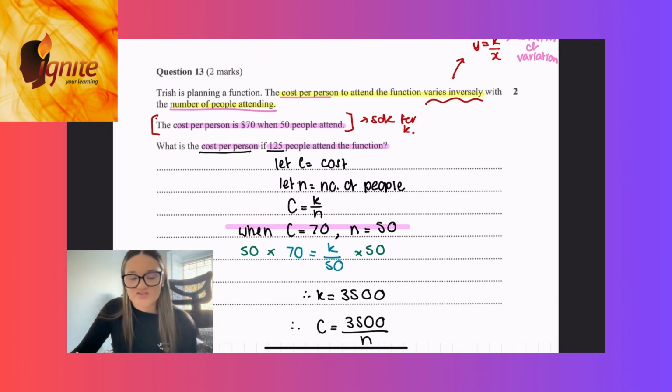So that's how we answer question 13 from the CSSA trial paper. So super important here that you write down y is equal to k on x. You rewrite your equation with the variables being used in the question. You set up the scenario that they've told you in the question to solve for k, and then you can manipulate your equation to find the variable that the question wants you to solve for. So hopefully that helps you to answer any inverse variation questions.